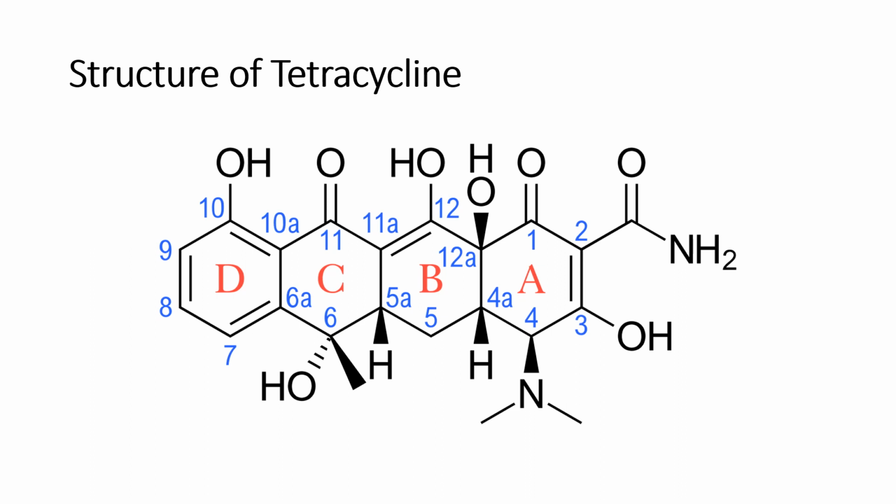Tetracycline molecules comprise a linear fused tetracyclic nucleus designated as A, B, C, D as shown on the slide, to which a variety of functional groups are attached. While tetracyclines have a common structure, they differ from each other by the presence of chloride, methyl, and hydroxyl groups.